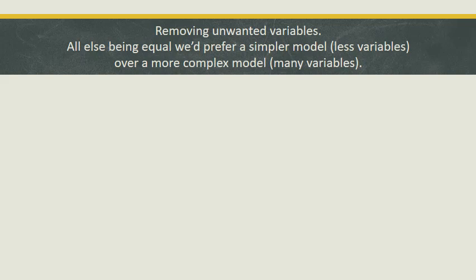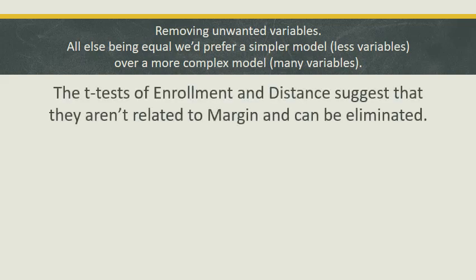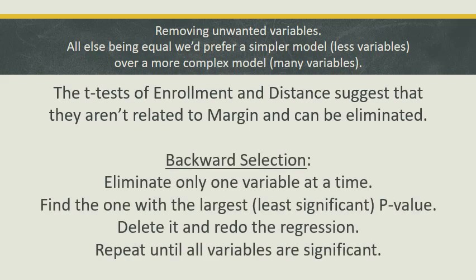Speaking of having excessive variables, we have two variables in our hotel data that have non-significant t-tests. We prefer simple models to complex ones, all else being equal. So it makes sense for us to remove the unnecessary variables and only keep the important or significant ones. The process of removing unwanted variables is called backward selection.